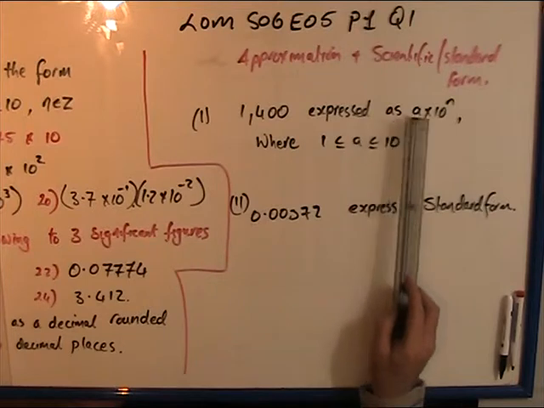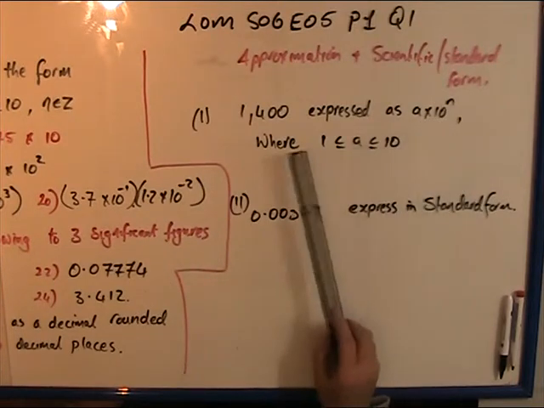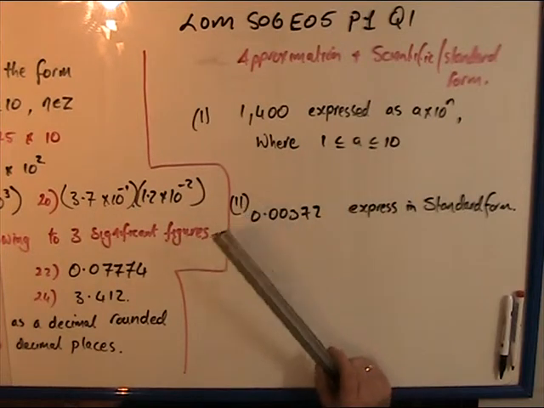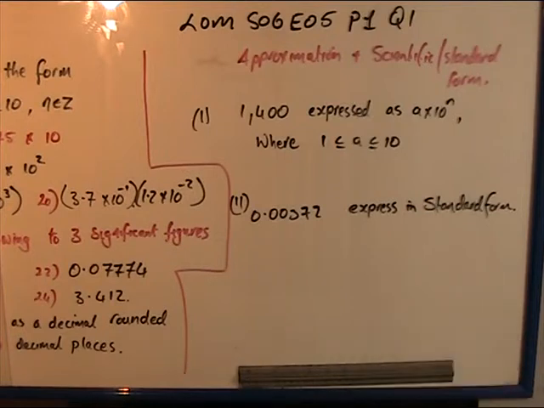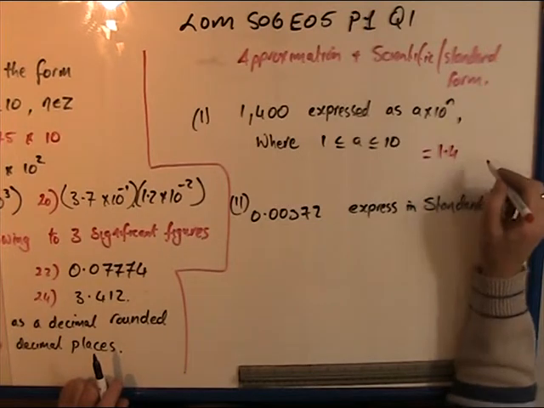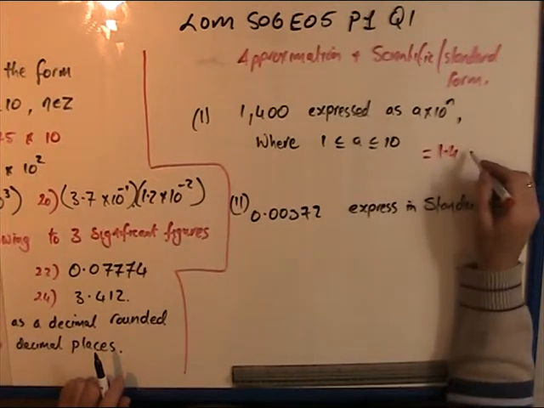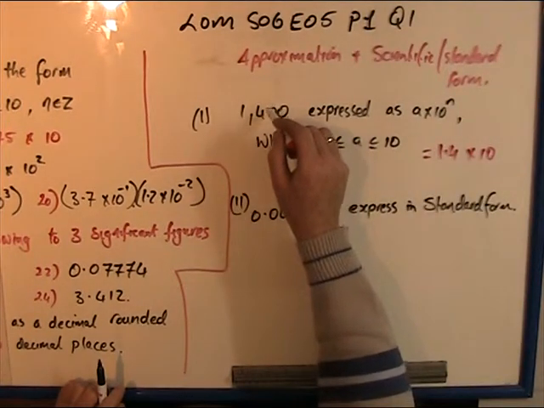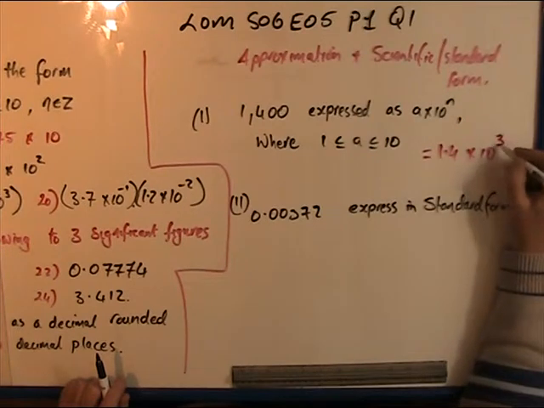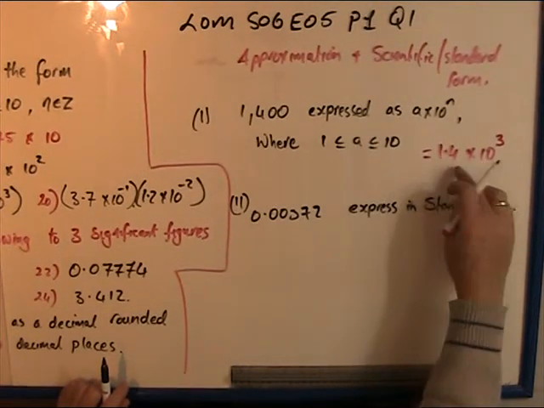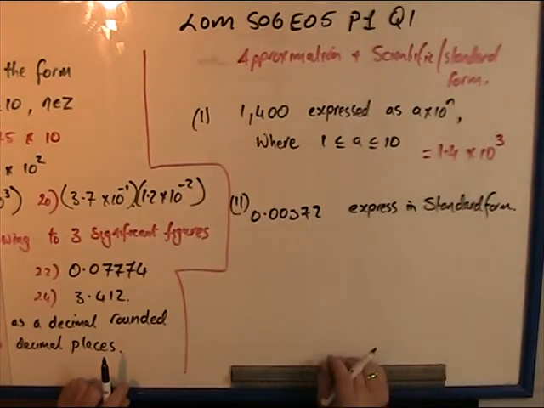1400 expressed as a multiplied by 10 to the power of n, where a lies between 1 and 10. That means a is greater than or equal to 1 and less than 10. Well, we just have to look at how many spaces. If I wanted to write that, I'd write 1.4. That's a. Then I multiply by, how many places did I go? 1, 2, 3. So that's multiplied by 10 to the power of 3. So that's the answer. You got it in its lowest form, between 1 and 10, and then you multiply by 1000 to give you back 1400.